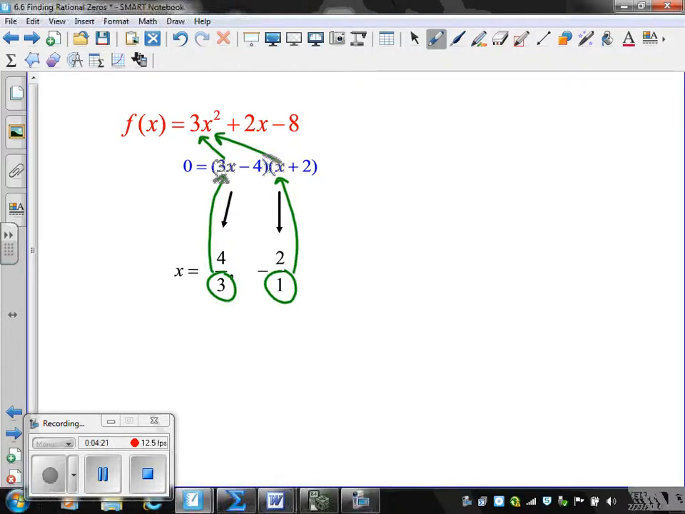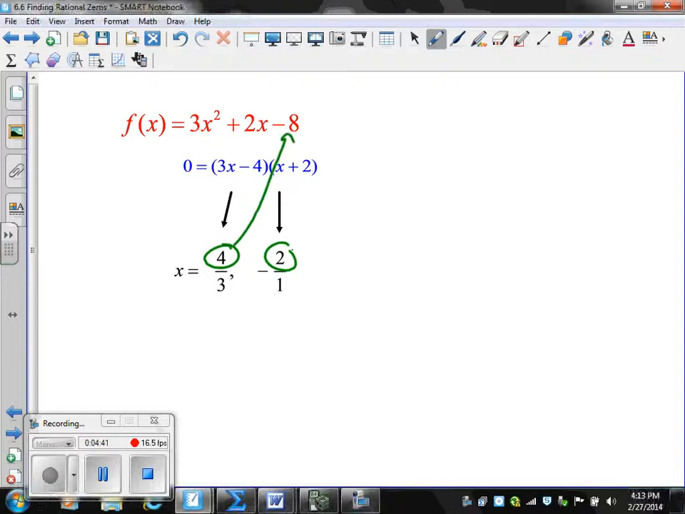So hopefully you see a little bit of a pattern here, right? Our denominators come from the factors of our leading coefficient, right? And we've seen that recently when we looked at end behavior. And our numerators came from our factors of our constant.